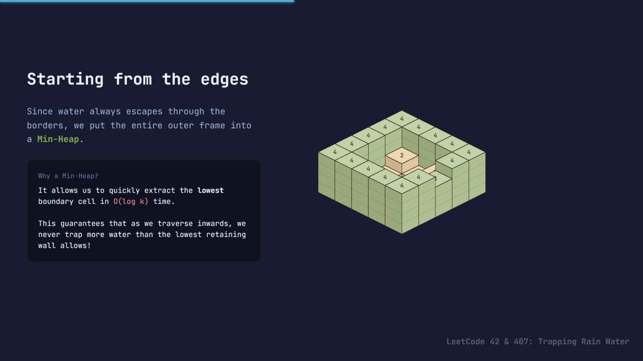To handle all 4 directions at once, we need a way to constantly track the absolute lowest wall across the entire 3D perimeter. This is where Min-Heap comes into play. Instead of 2 pointers, we take every single cell on the outer border of our grid and throw it into a priority queue. Because water always spills over the lowest possible wall, popping the smallest element from our Min-Heap guarantees we are processing the safest, lowest water level first.